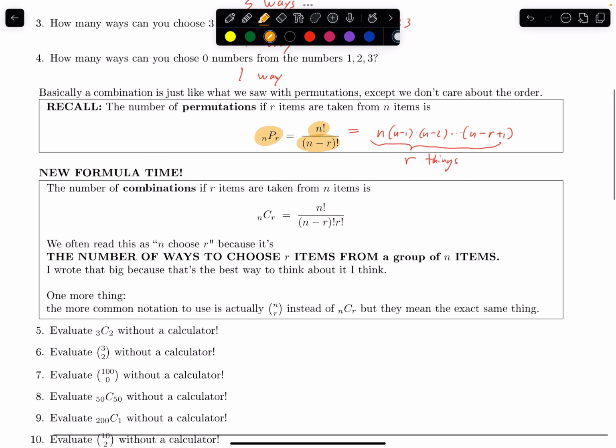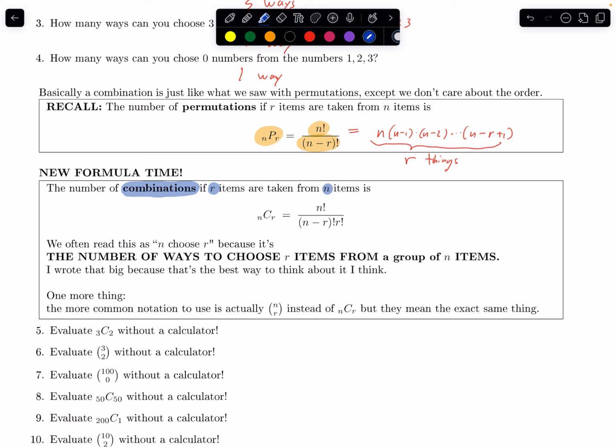And then we're going to talk about the new formula for today, which is the combination formula. So what is it? Well, first of all, what does it tell you? It tells you if you want to take r items from a group of n items, that part should sound familiar, right? Just like with permutations, we're taking r items from n items. But this time, if I'm counting the number of combinations, here's what pops out.